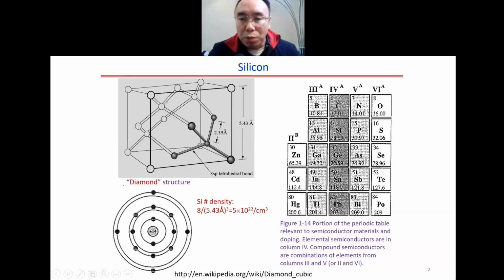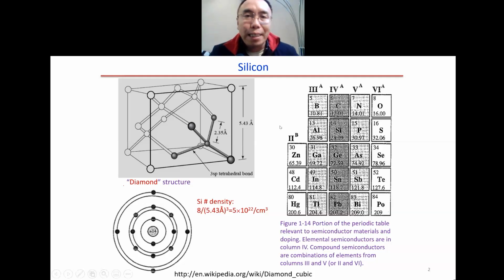It is also possible to have group 2-6 semiconducting materials. For example, zinc oxide is a semiconductor. Zinc sulfide is also a semiconductor. CdSe is also a semiconductor. CdSe is an important material for the quantum dot. We know if we go to the shops, there is the quantum dot TV. This refers to the quantum dot material. The most popular material for the quantum dot display is CdSe.